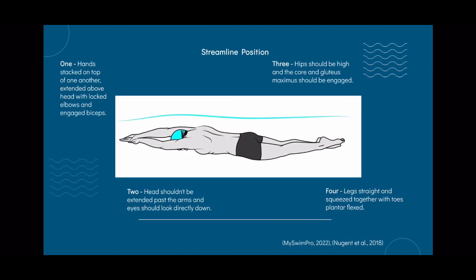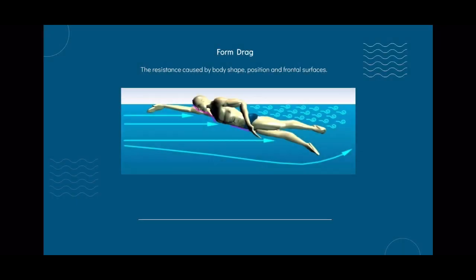A swimmer possessing this tight, streamlined position will experience less water resistance because of a smaller frontal plane area, therefore punching a smaller hole through the water, which reduces form drag. Form drag is the resistance caused by body shape, position, and frontal surfaces.